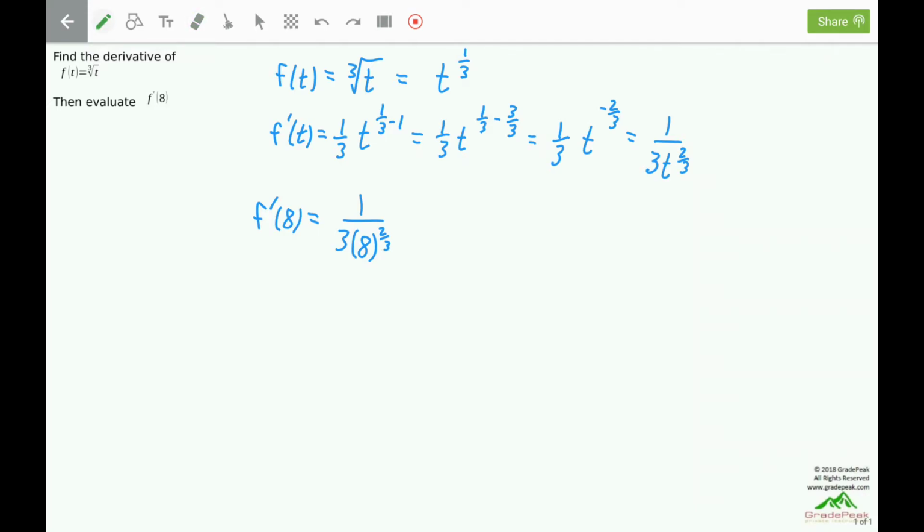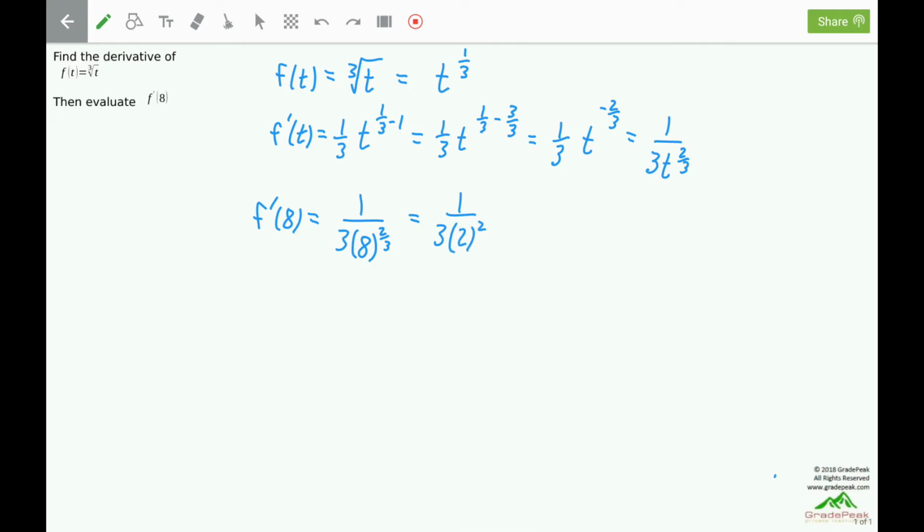Now the 2/3 power means the cube root for the 3 and the square power for the 2. You can square and then take the cube root, or you can take the cube root first and then square. It's usually easier to take the root first. So the 3 in the fractional exponent means the cube root of 8. The cube root of 8 is a 2.